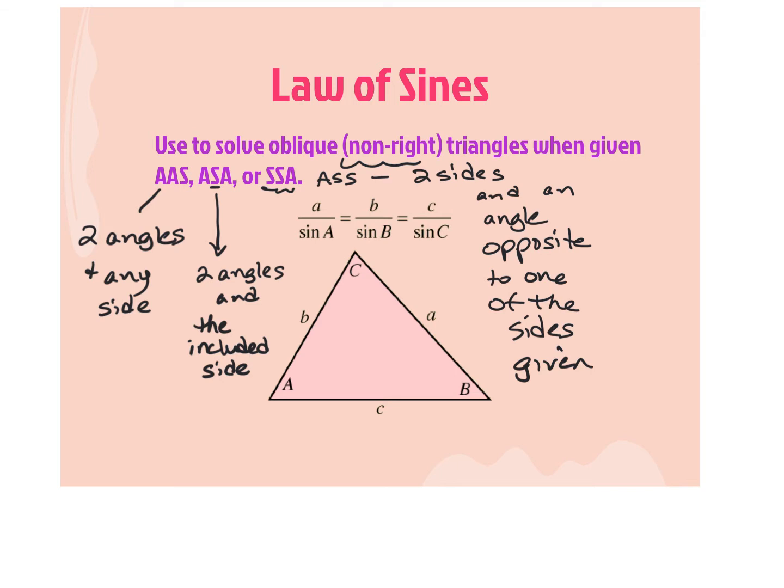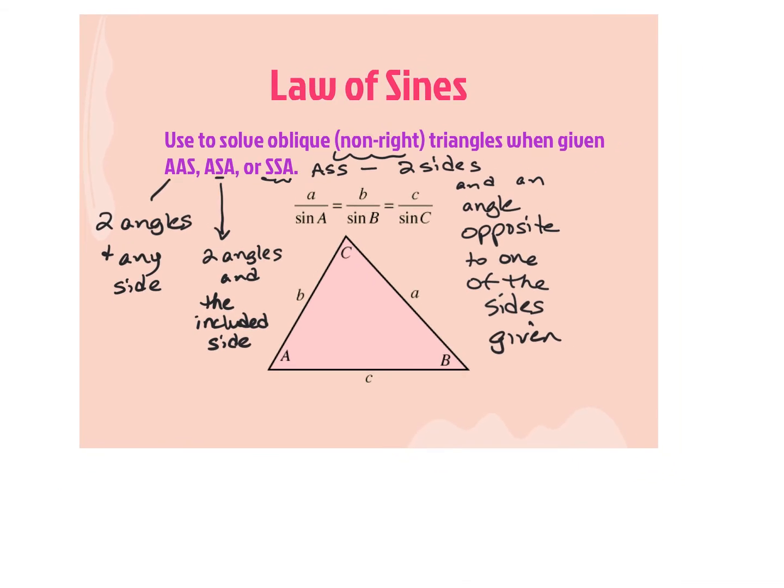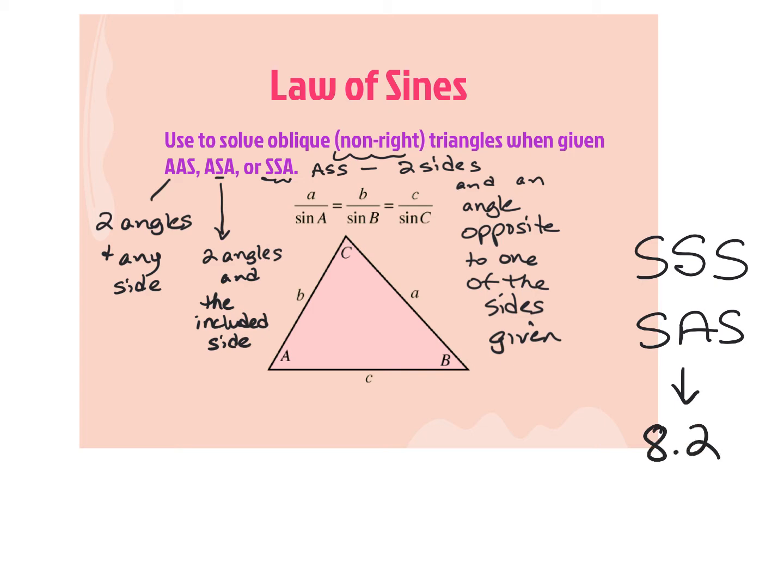There's two other scenarios, if you recall back from your geometry days. There's side, side, side, and side, angle, side. And this is what we're going to cover in 8.2. We'll be using law of cosines for these two. So when you're given all three sides, it'll be law of cosines, or if you're given side, angle, side, where the angle is included, this will be what we're going to learn in section 8.2.